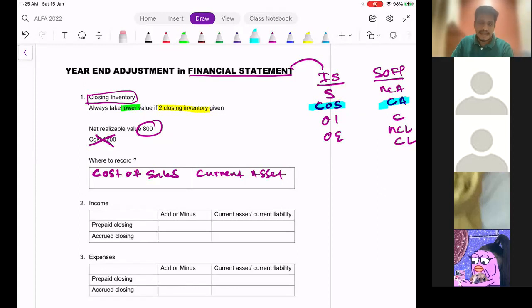Any question on this? Anything that you don't understand, please ask me. That was the first year-end adjustment in the financial statement.